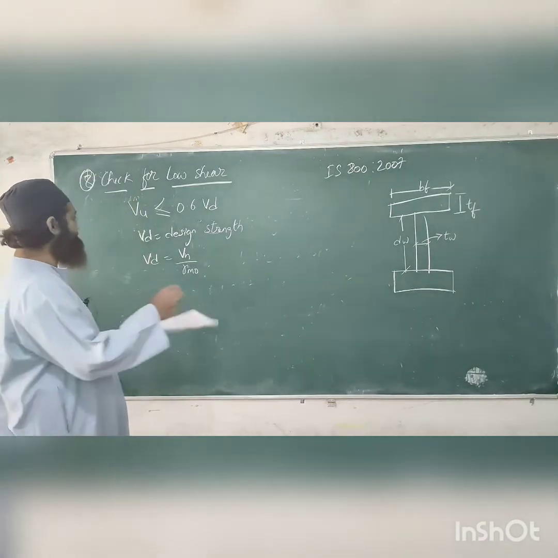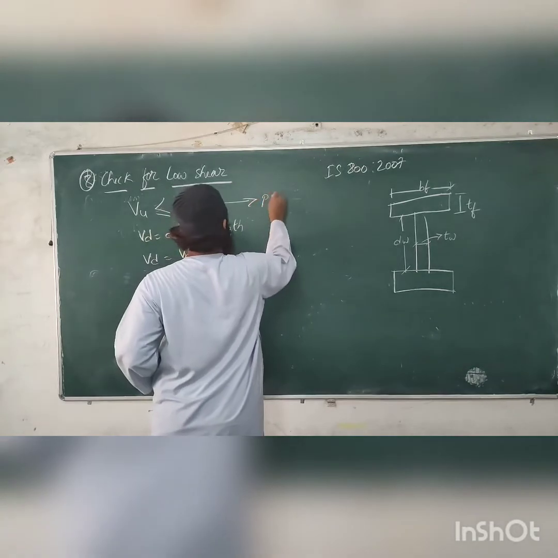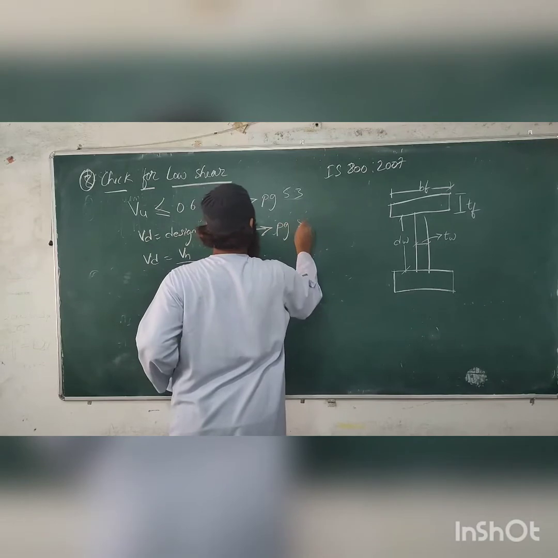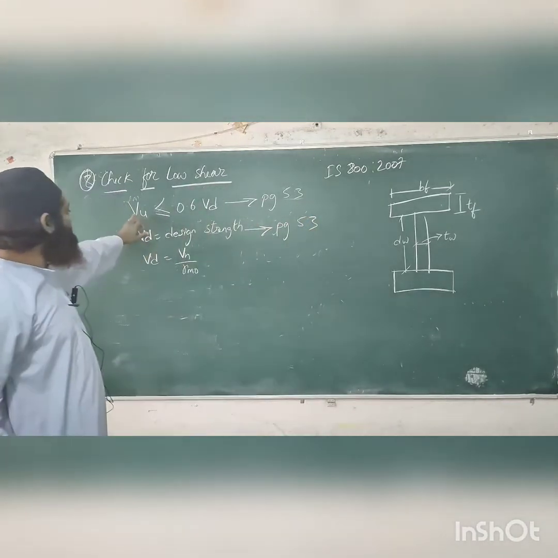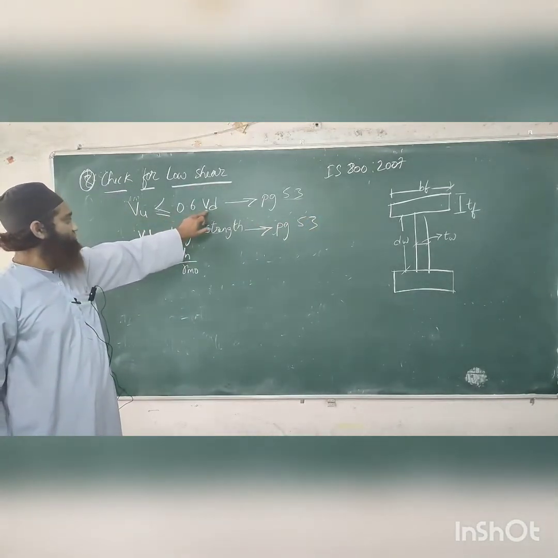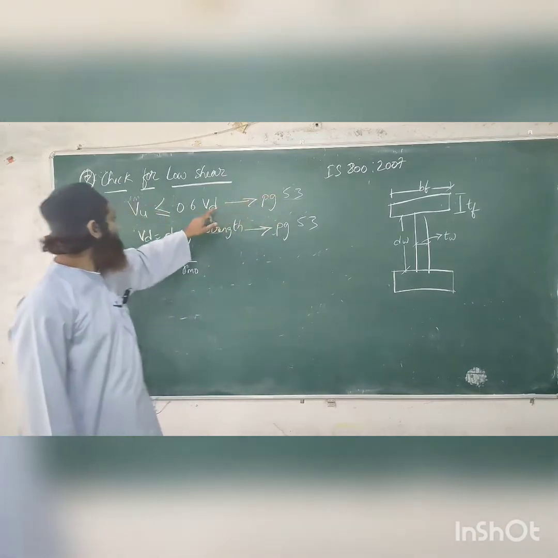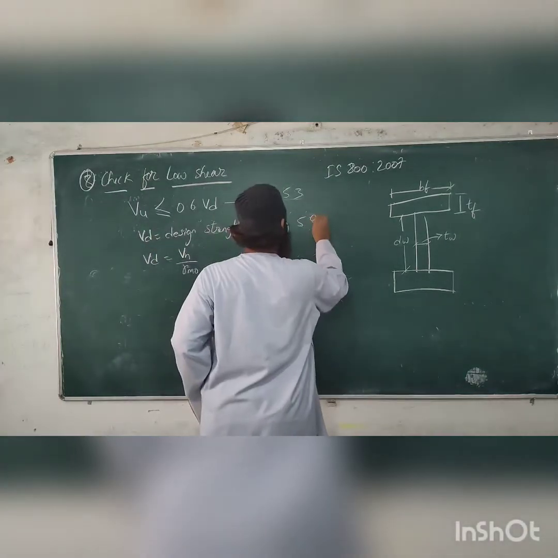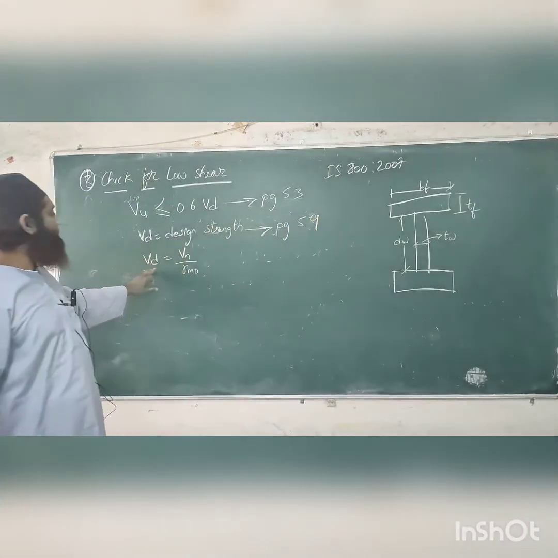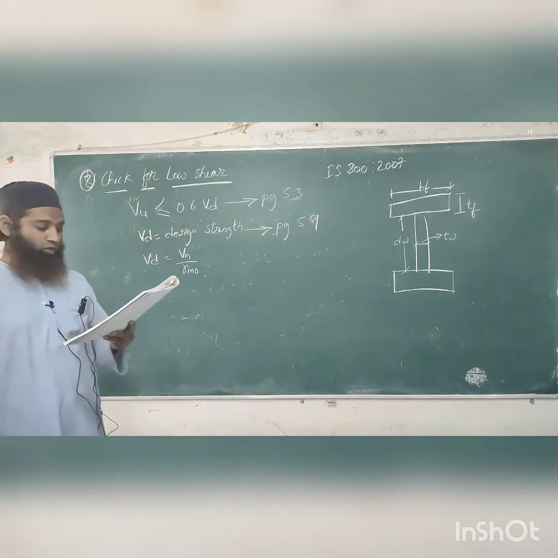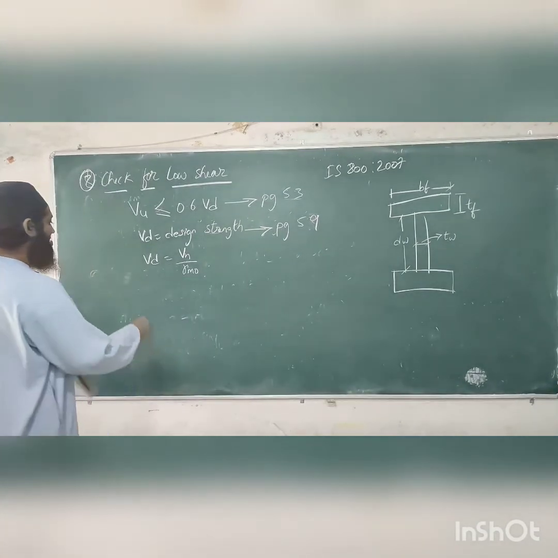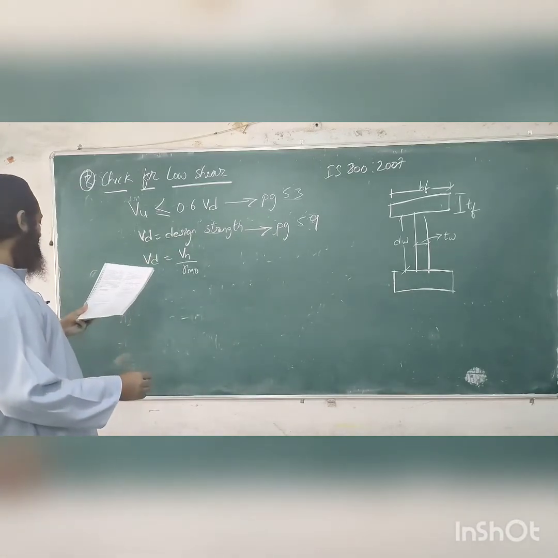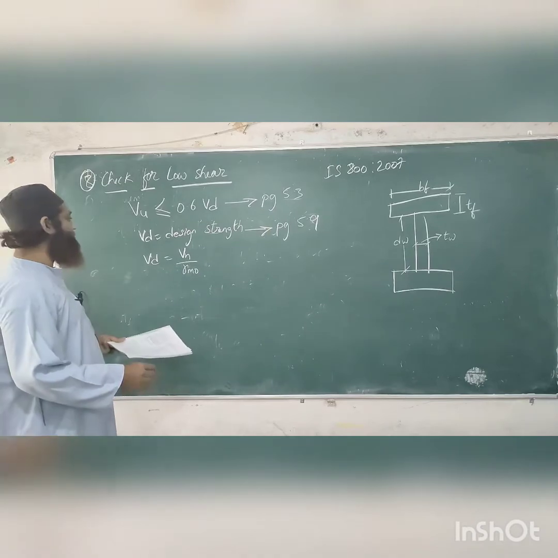Now again, this is given in page 53. You can see here Vu should be less than or equal to 0.6 times of Vd. This is given in page 53. Now what is Vd? That is design strength. That is given in page 59. You can see here Vd is equal to Vn by gamma m0. Now what is Vp? We will have to see.